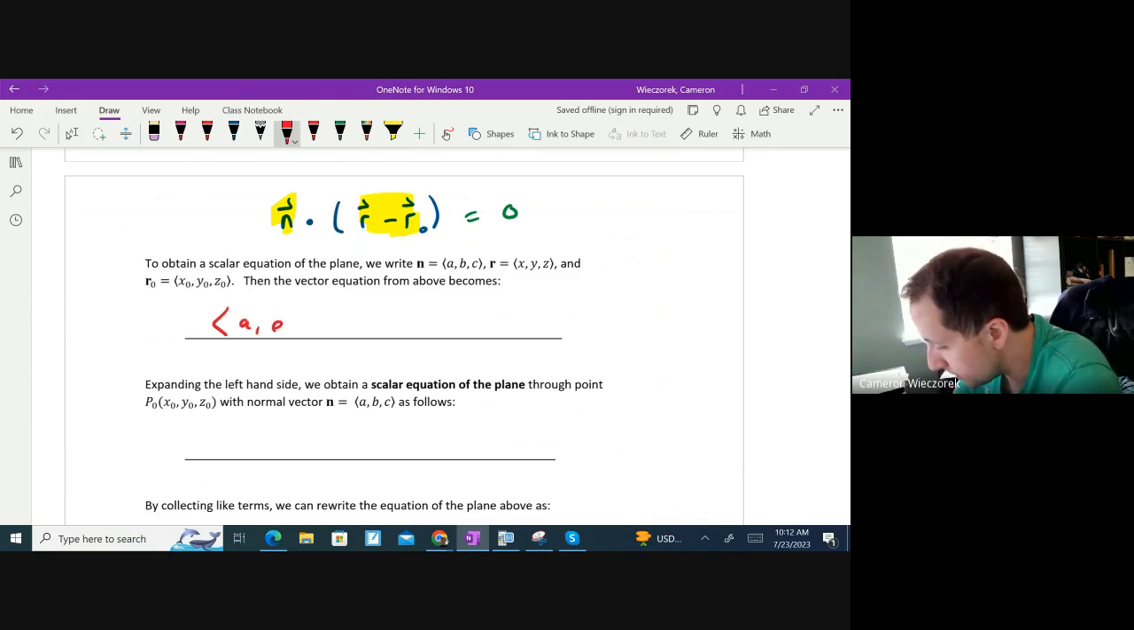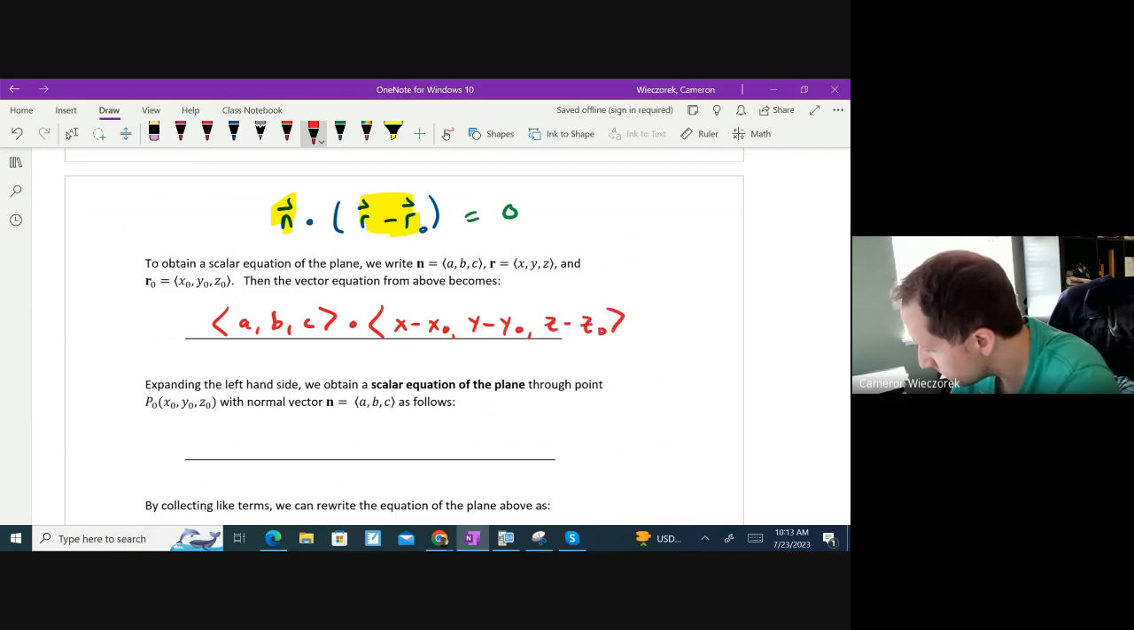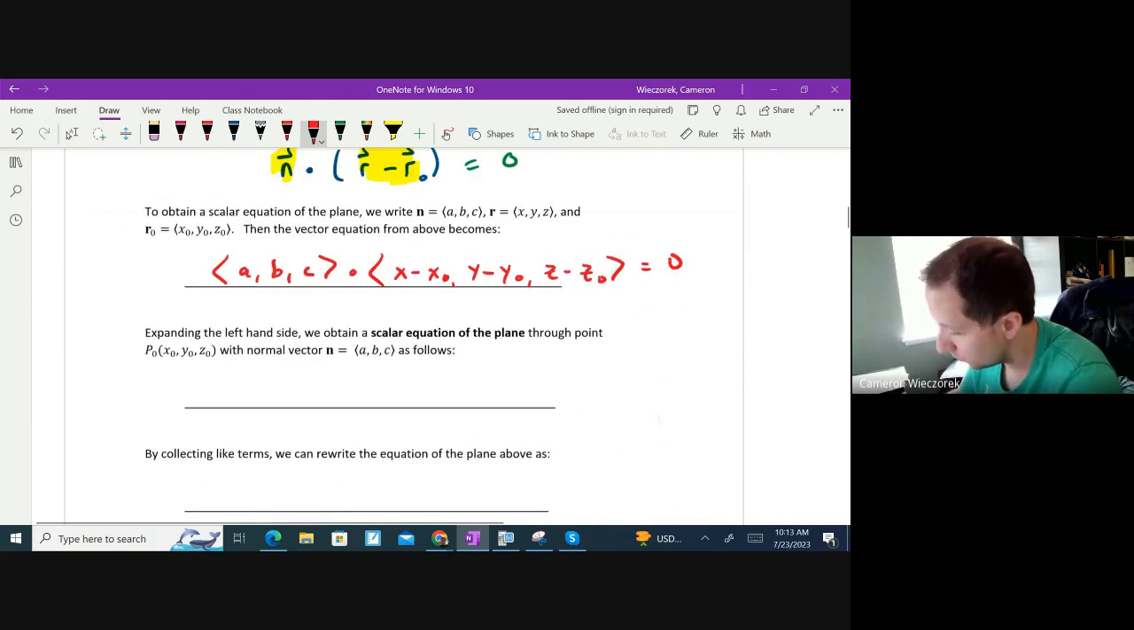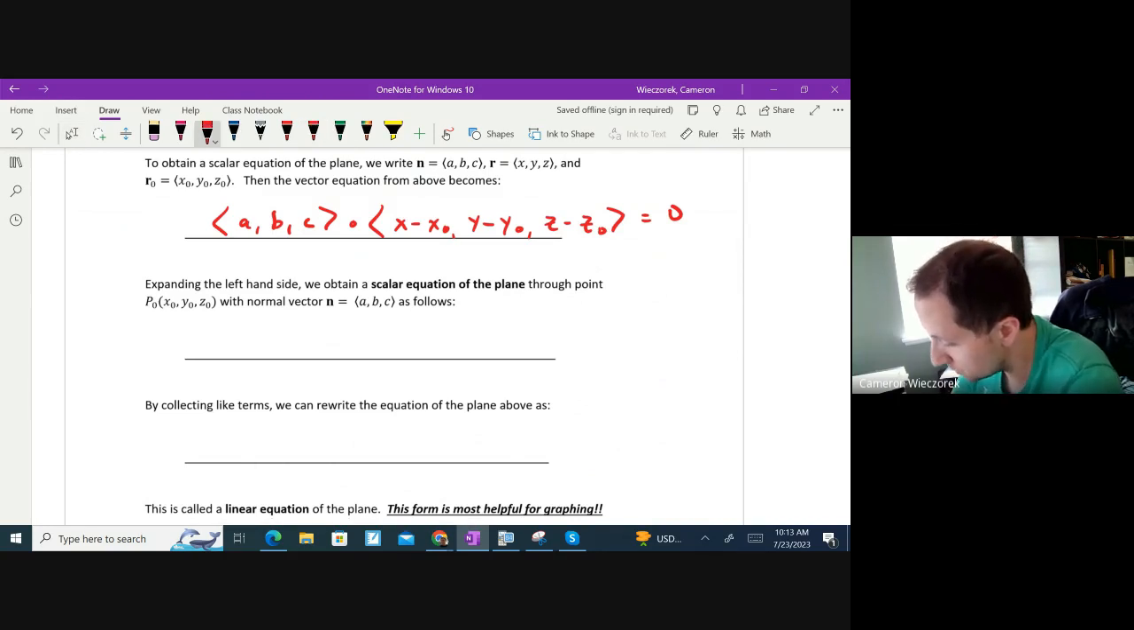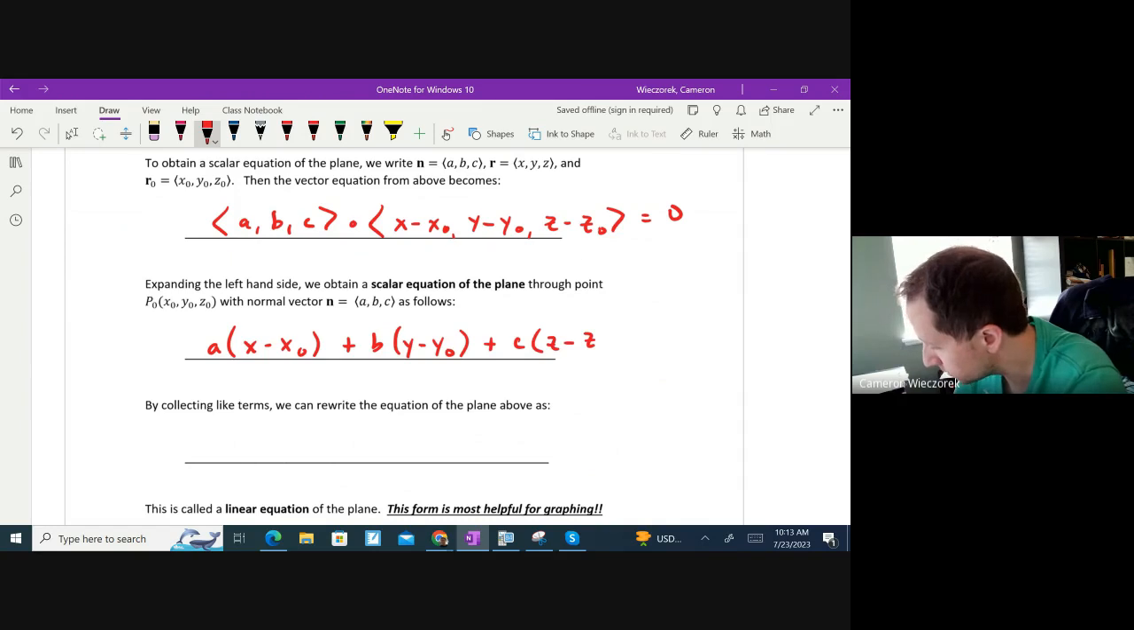This would mean that (a, b, c) dotted with (x minus x naught, y minus y naught, z minus z naught) has to equal 0. And then using what we know about the dot product, we can expand this. So this would mean that A times x minus x naught plus B times y minus y naught plus C times z minus z naught, just using the definition of the dot product. That sum of products has to equal 0.